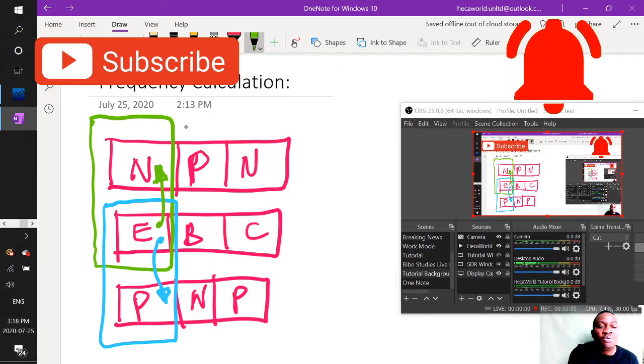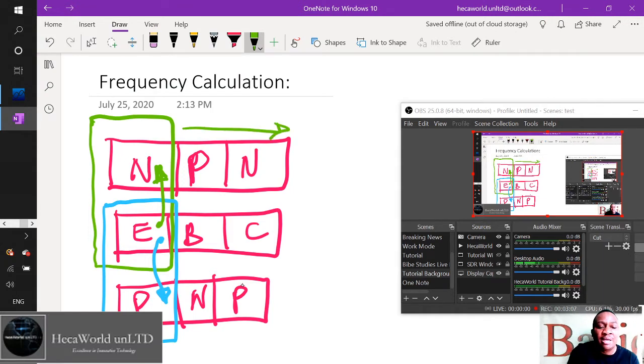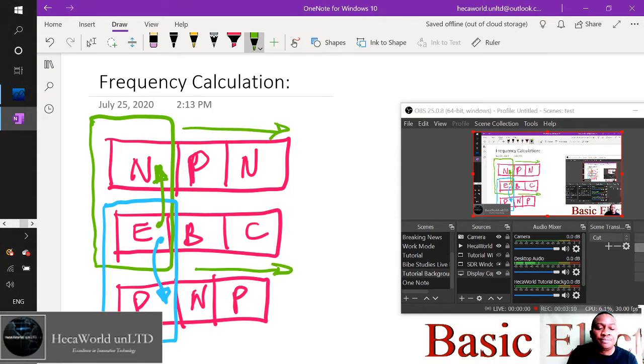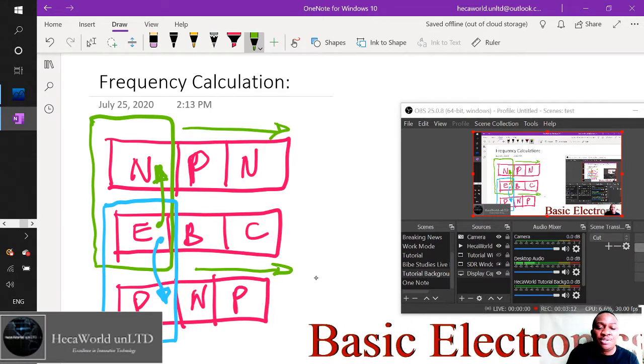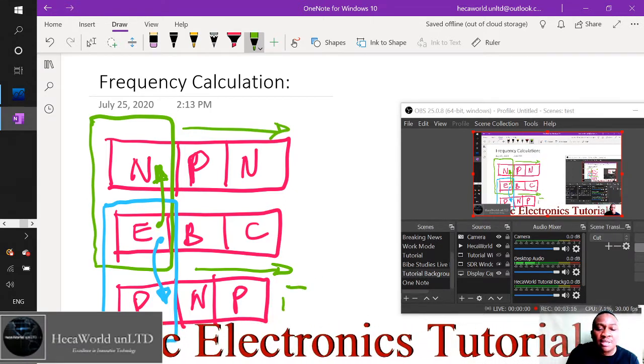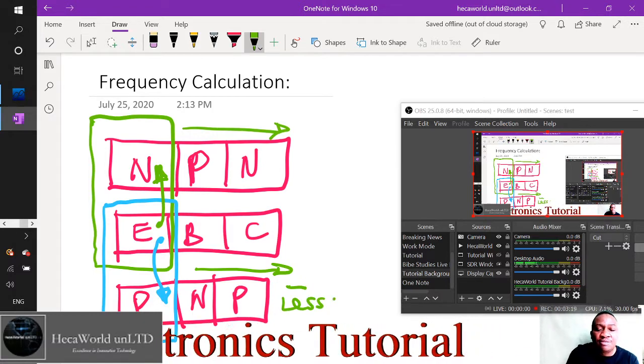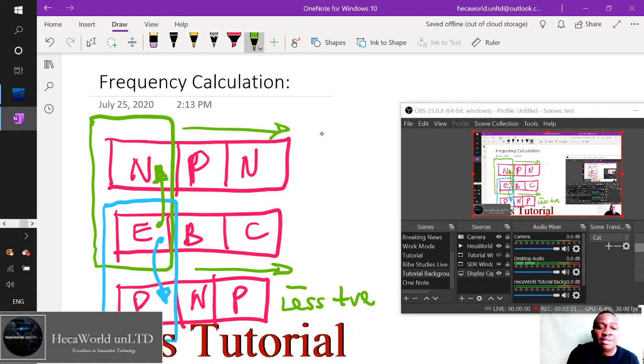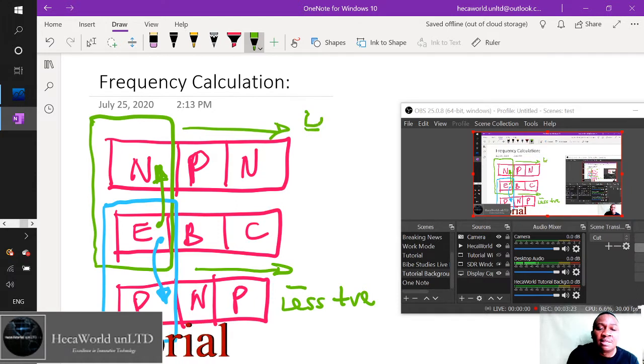For the rest, we go less that way, less that way. So it will be less positive, and this should be less negative. Always the case: less negative, less positive. So this is more negative. This will be negative compared to this.